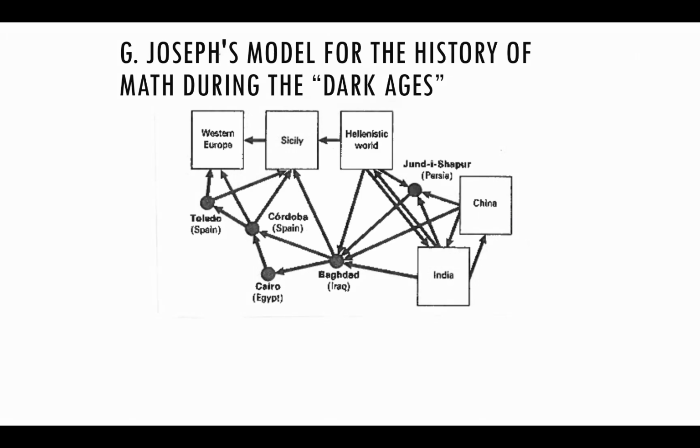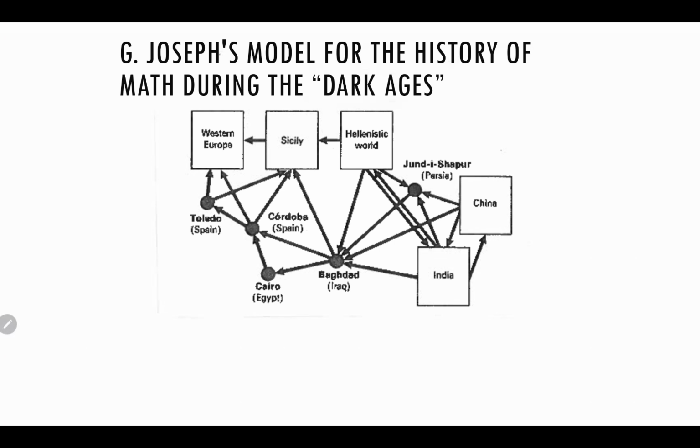So this is Joseph's model for the history of math during the Dark Ages, which is what we're talking about. So the Hellenistic world, this is Greece, right? If you don't know, that's Hellenistic. The pre-Greek Hellenic period is before Greece as a country, right? But we're talking about, that includes Greece, okay? And then we have Sicily, that's Italy. We have Western Europe. Western Europe is things like Britain, Ireland, Scotland, all of those countries that are very west side.